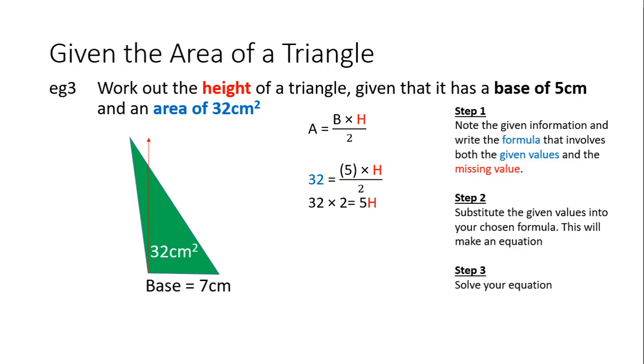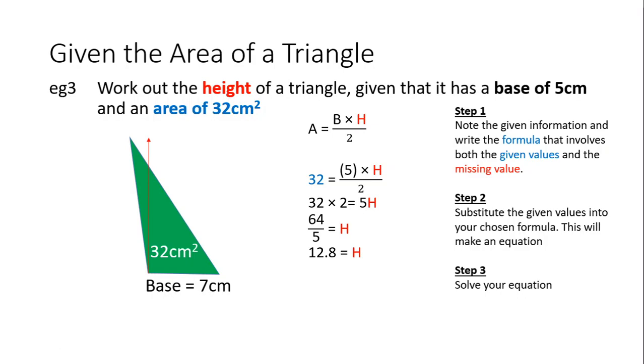Remember in algebra, when we multiply a number by a letter, we can just put them together like that. So 32 times 2 is 64. So that's going to be 64 over 5 equals h. I've just moved my 5 from this side to this side. It was multiplying by h, so I've taken it across and I'm dividing by it. So h must be 12.8.